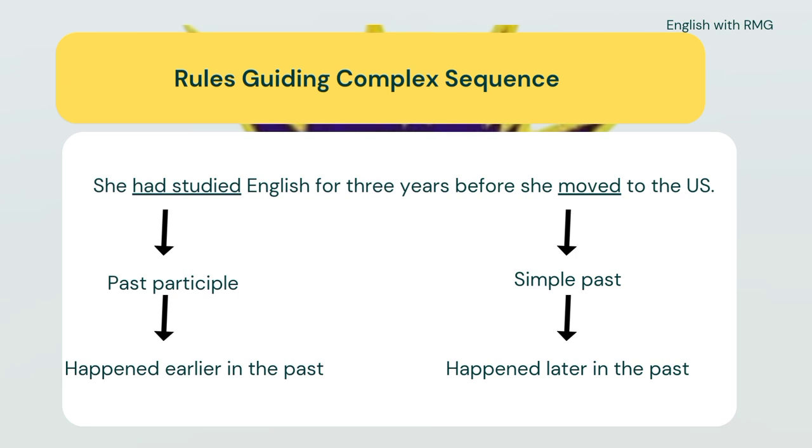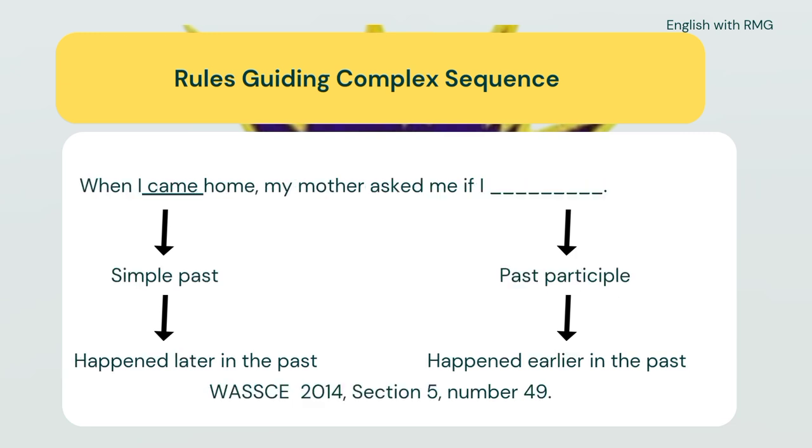From the context, studying English has happened earlier in the past before she moved to the US, which is an action that happened later in the past. So the earlier action will be in the past perfect because I need to show that this one actually happened first in the past, before the simple past action happened. So now let's look at this example from the WAEC past question. When I came home, my mother asked me if I dash. So when I came home happened first.